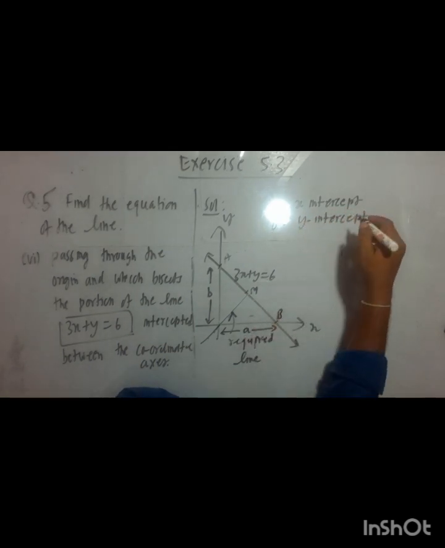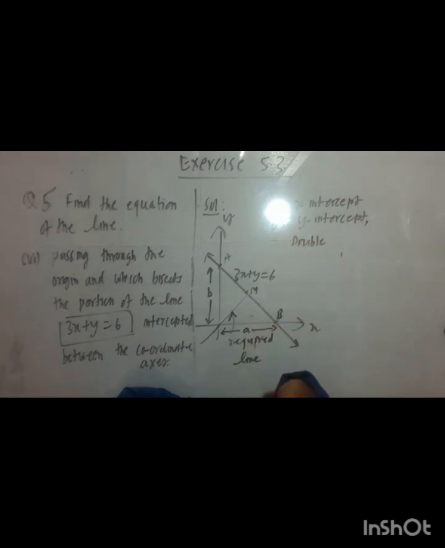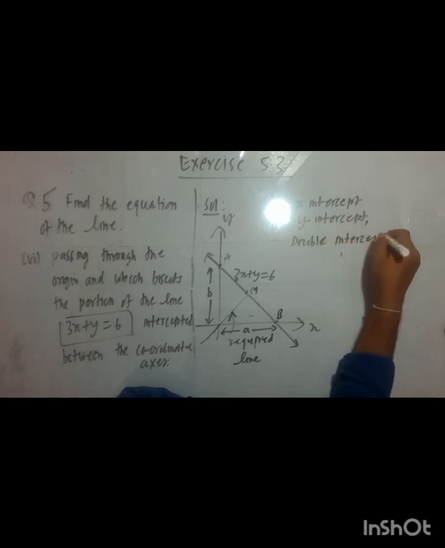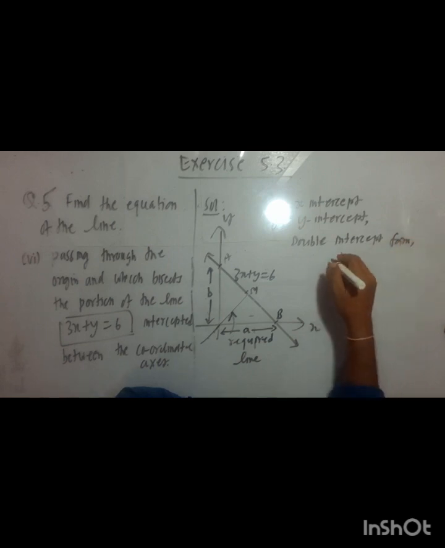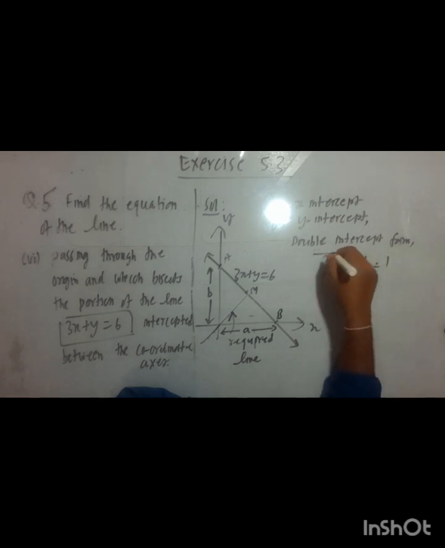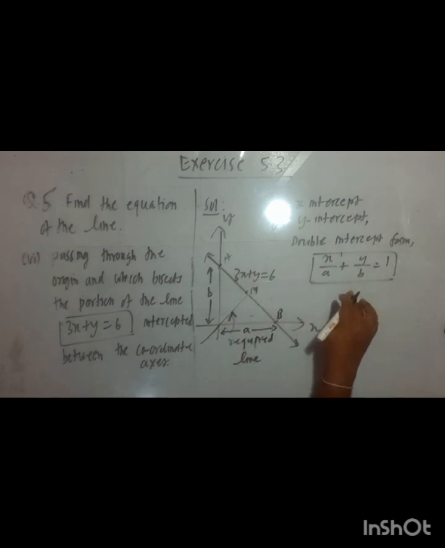Now do you remember the double intercept form of a line? When a line is intercepting the x and y coordinate axes, it will be in double intercept form. That will be x upon a plus y upon b is equal to 1. So that is your double intercept form. So why don't you bring this into double intercept form?